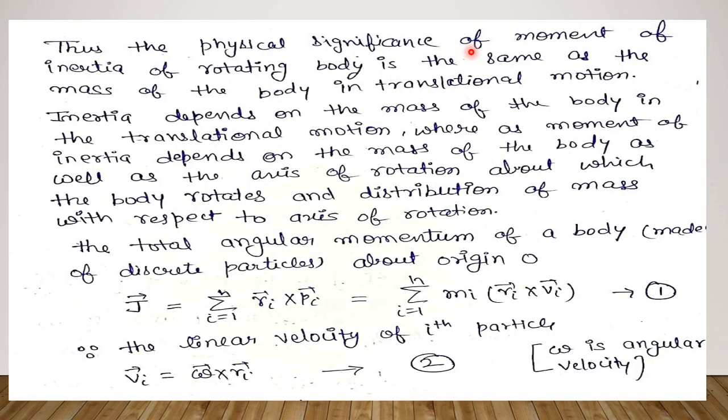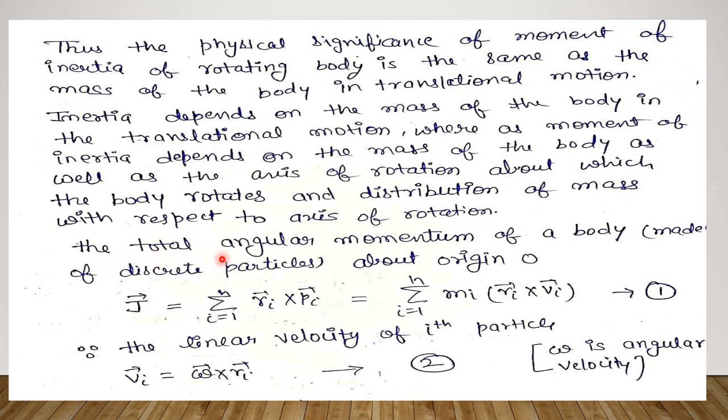So, the physical significance of moment of inertia of a rotating body is the same as the mass of the body in translational motion. In translational motion we have mass, and in rotational motion we have moment of inertia. Inertia depends on the mass of the body in translational motion, and moment of inertia depends on the mass of the body as well as the axis of rotation about which the body rotates, and the distribution of mass with respect to the axis of rotation. Now we will discuss its mathematical form.